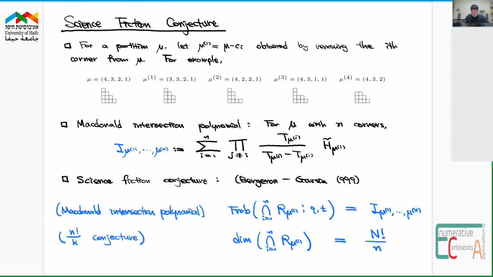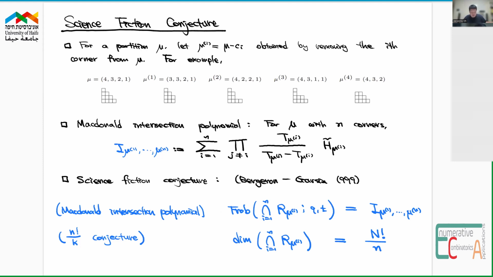To be honest, the science fiction conjecture is very widely open, and I think we don't know much about Garsia-Haiman modules or their combinatorics. But still, we can study this right-hand side, the symmetric function called the Macdonald intersection polynomial, by means of algebraic manipulation or using combinatorics. And that is what we have done. So we started with some observations of this Macdonald intersection polynomial.